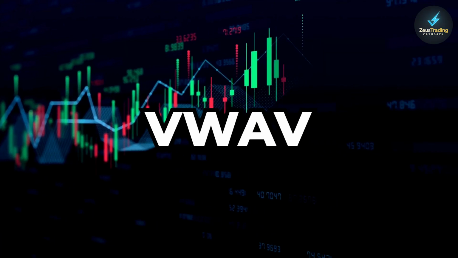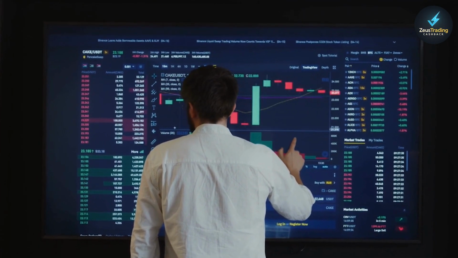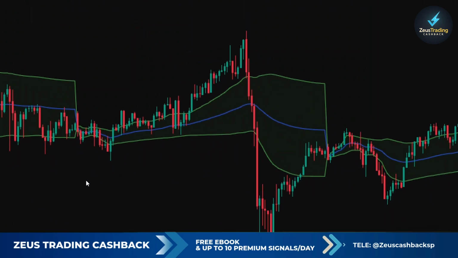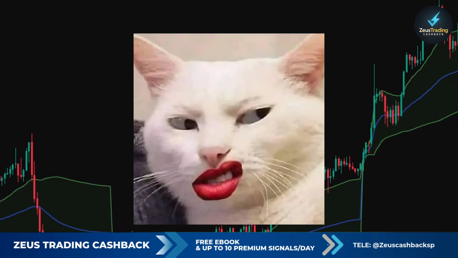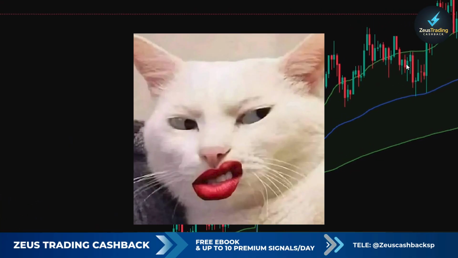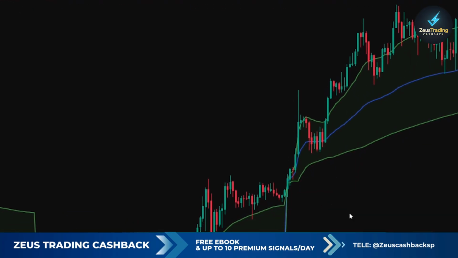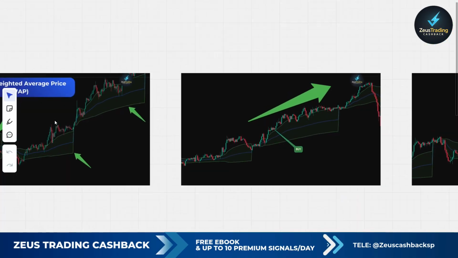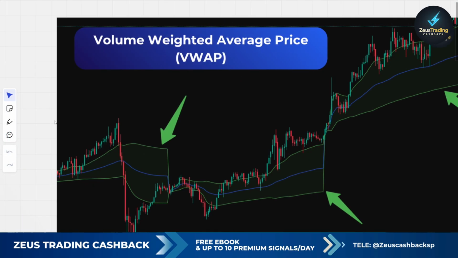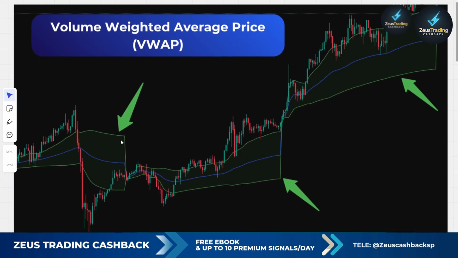That tool is VWAP. And once you understand how it works, you'll never look at the market the same way again. VWAP stands for Volume Weighted Average Price, and it's one of the most underrated yet powerful tools in technical analysis. While most traders focus only on price movement, VWAP adds the one thing that truly matters: volume. It doesn't just calculate the average price over a period like the simple or exponential moving averages. Instead, it weights each price level by the amount of volume traded there.